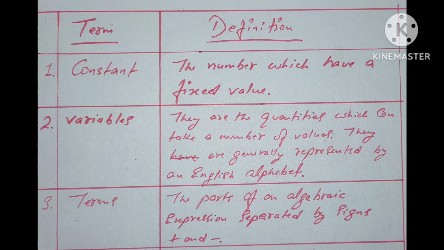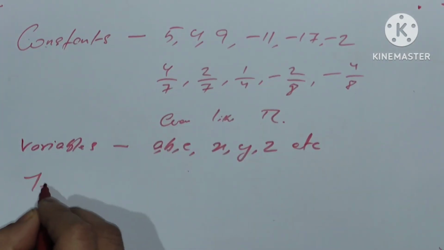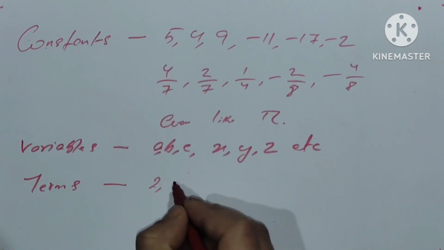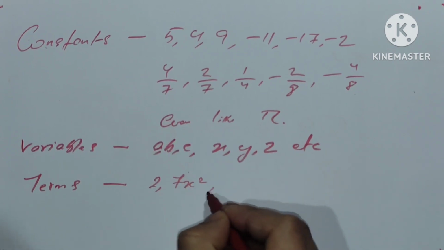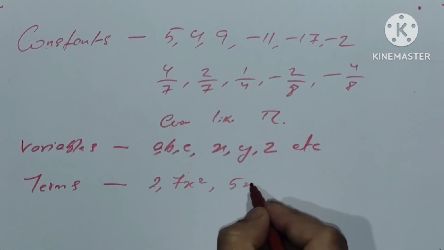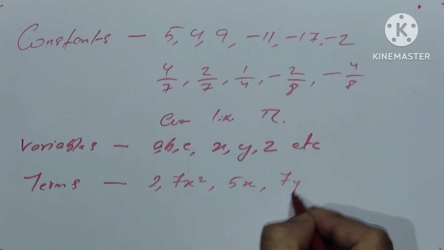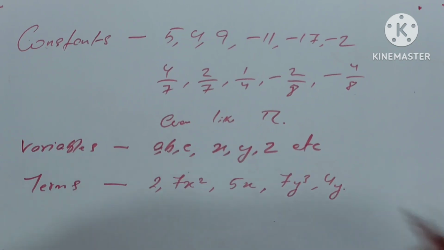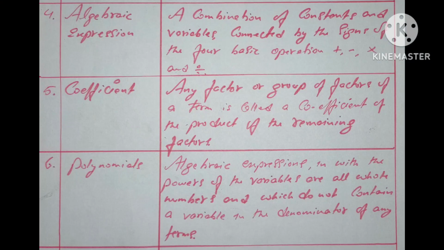Now let's move to our next term, which we also call terms. A term is a part of an algebraic expression separated by the sign of addition and subtraction. Here I will show you an example of terms. We can add or subtract our terms like 2 plus 7x square or 5x, 7y. These all are our terms, and like 4y, etc.